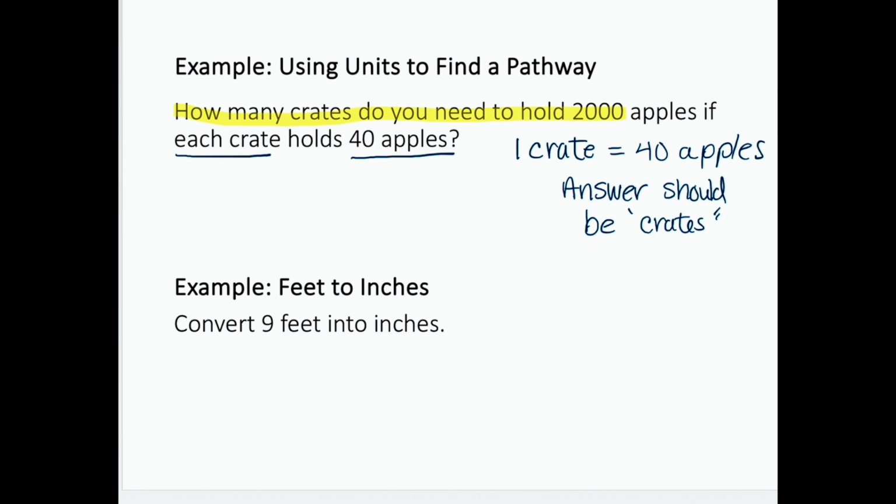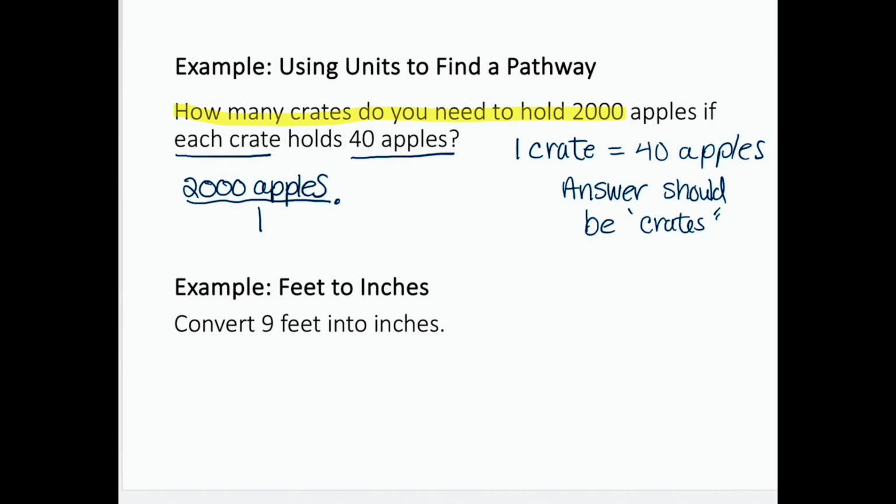Okay, so we're going to start off with what we know. We know we have 2,000 apples, and we want to figure out how many crates that's going to be. So we're going to start with what we know, 2,000 apples. I'm going to put this over 1 because that's my preference. My fractions will line up that way.